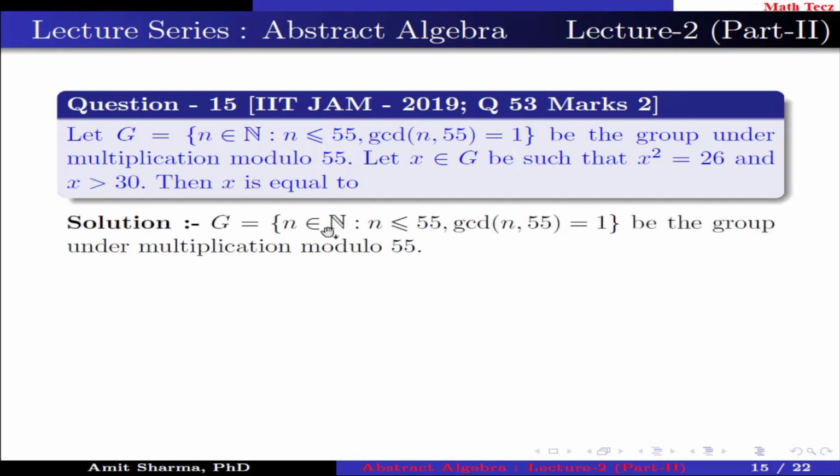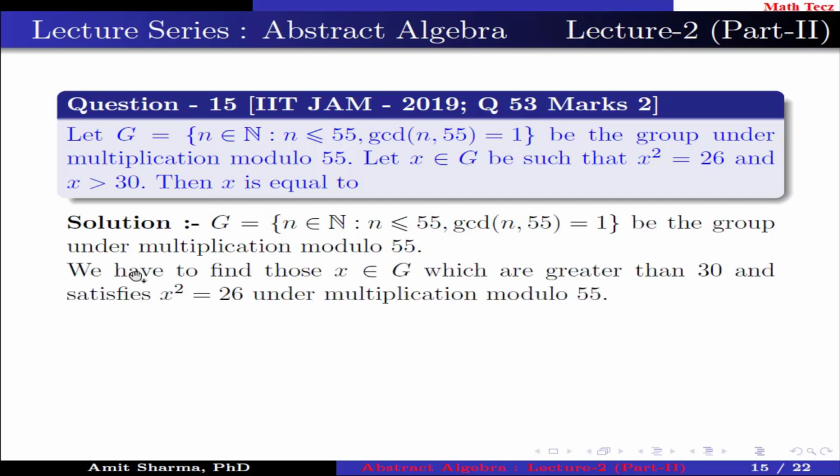G equals the set of n belonging to natural numbers such that n is less than or equal to 55 and GCD of n comma 55 equal to 1, be the group under multiplication modulo 55. We have to find those x belonging to G which are greater than 30 and satisfy x square equal to 26 under multiplication modulo 55.